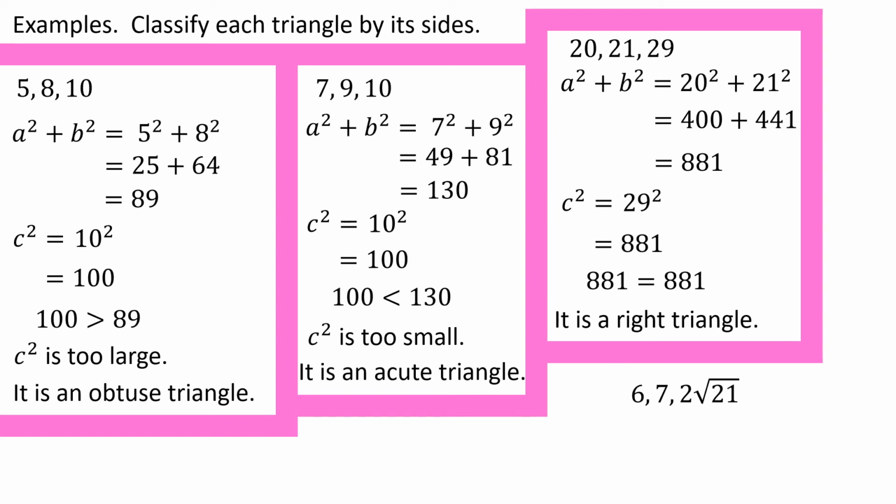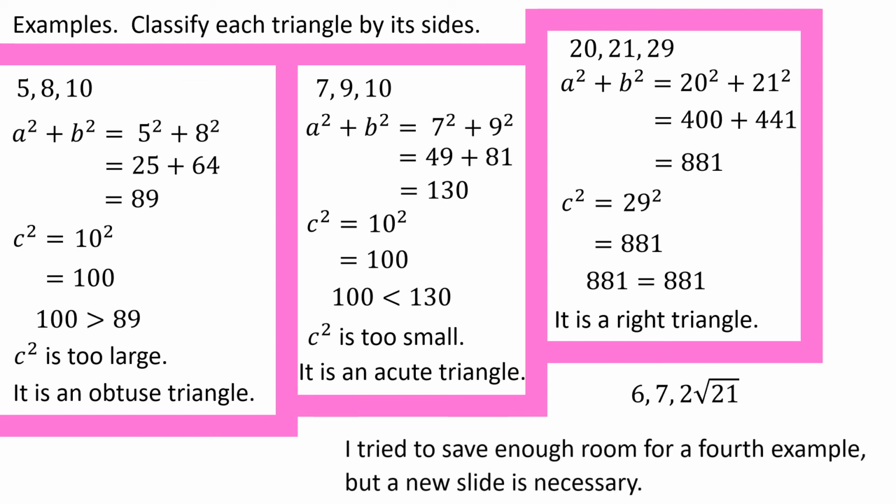Oh, here comes a cool one. 6, 7, and then 2 times the square root of 21. That's not going to fit here, right? It's not going to fit. Let's get a new slide. Now, if you're wondering what side is the largest, square root of 21 is actually larger than 4. And of course, 2 times 4 is 8. So 2 times the square root of 21 is more than 8, so that is the largest side.